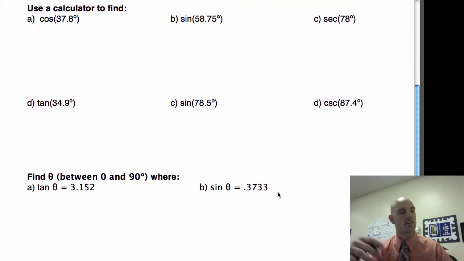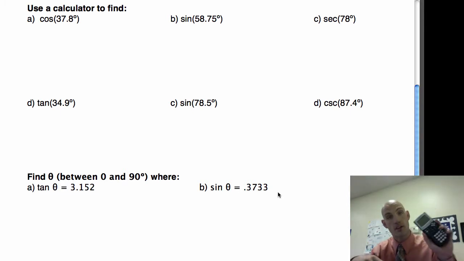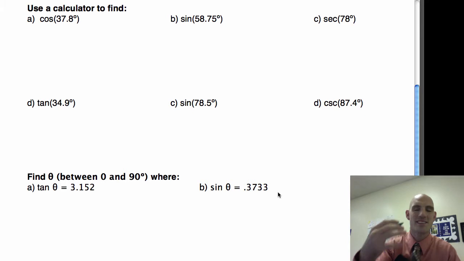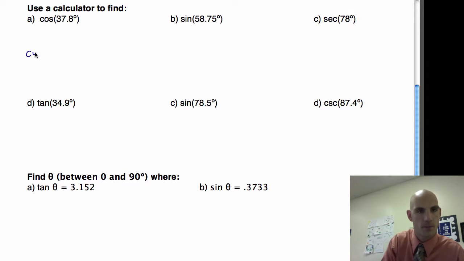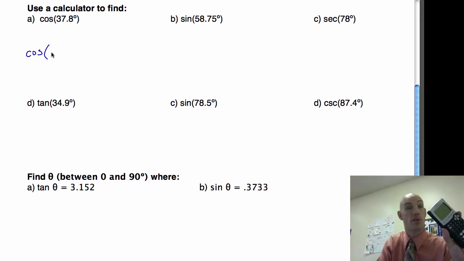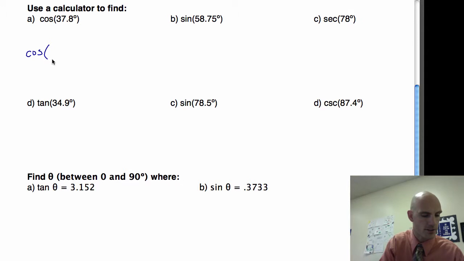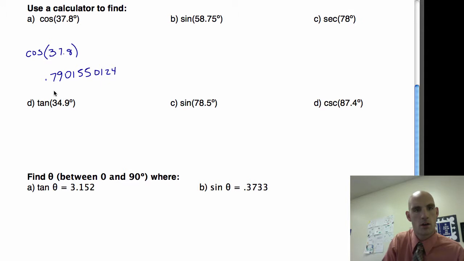Second part is we're going to use a calculator to find these values. Now, if you have the TI-83 or the 84, which hopefully you do, since it's in degree mode, you don't need to actually put in the degree symbol. So really what we need to find is the cosine. When you type in cos, it's going to give you this with the parentheses, and then you just need to put in your 37.8. You can optionally close those parentheses, but if you don't, it should be okay. And it's going to give you 0.790155012. You're going to round to the ten-thousandths place, so 4 decimal places.